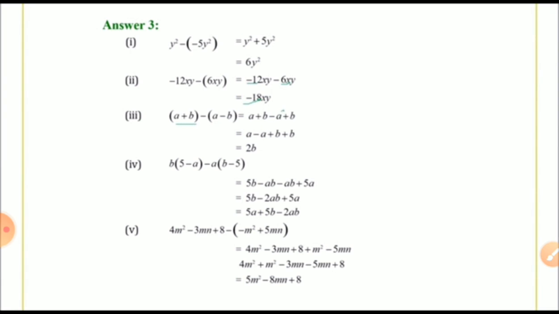A plus b minus (a minus b) in bracket is given. So a plus b as it is, and the minus sign will change the signs inside the bracket. A plus became minus, minus b became plus. So a minus a plus b plus b. So the a will cut, and 2b is the answer. Same way for the third, fourth and fifth. The same rule is there. We can go through it.